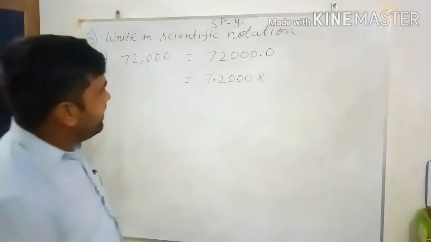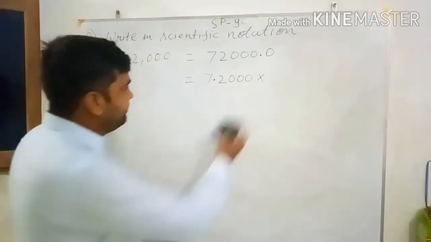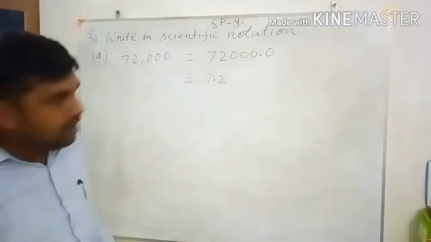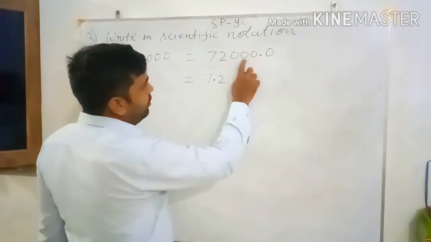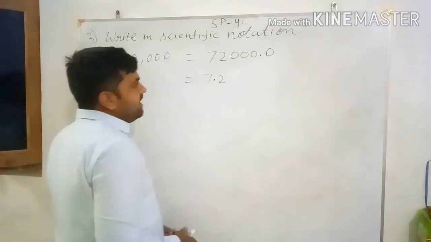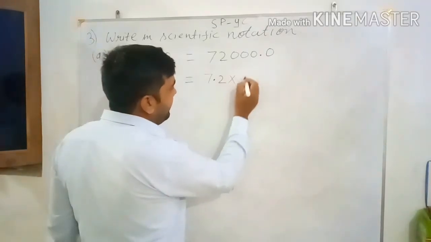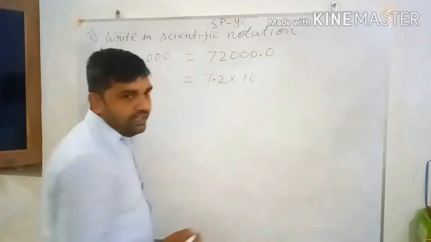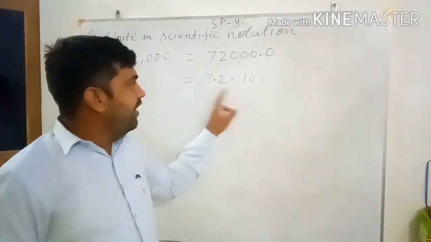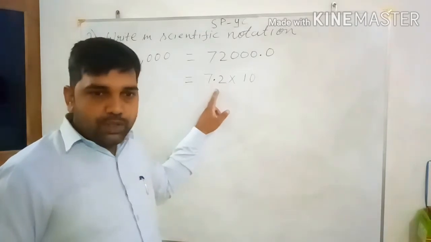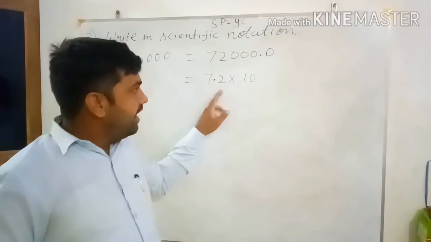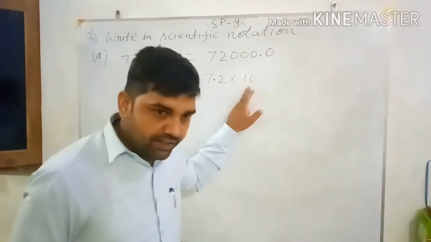So what we have done, I have shifted the decimal left. How many places? 1, 2, 3, 4 after 7. That is 4 places left I have shifted. Now the number is 7.2. I will write the multiply and the power of 10. In scientific notation, we write the number in the form of two factors. The first factor value should be between 1 and 10, and the second factor should be the power of 10.